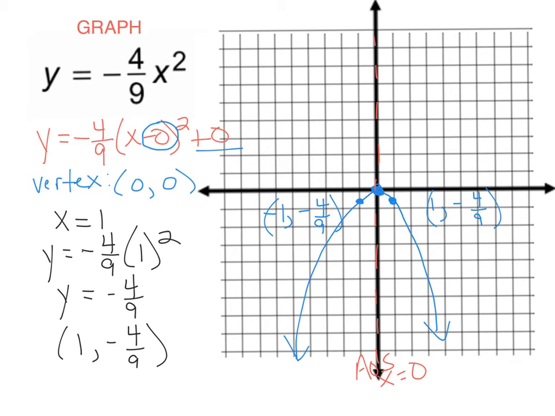Now, do you have to absolutely pick 1 or negative 1? No. But if you picked a number like 10, you're going to get a much, much smaller number, and it's going to be really hard to show that on a graph. That's why I'm always going to recommend just going 1 unit away from the axis of symmetry and plugging that number in. That's going to give you the easiest number to graph.